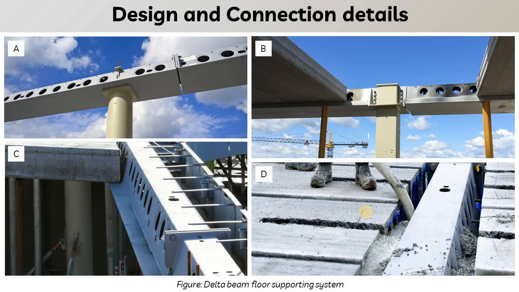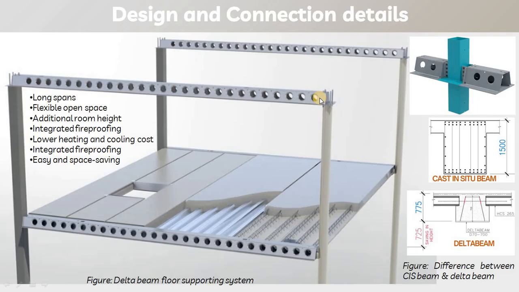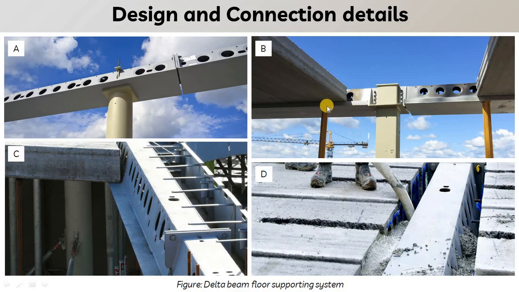So all the loads will be transferred from the precast hollow core slab to this steel beam. Here you can see in figure B that there is no height variation between the delta beam and the precast hollow core slab. If we are using this kind of RCC structure or RC beam, then the depth of the beam will be more, and that will be visible here. So this is one of the benefits.